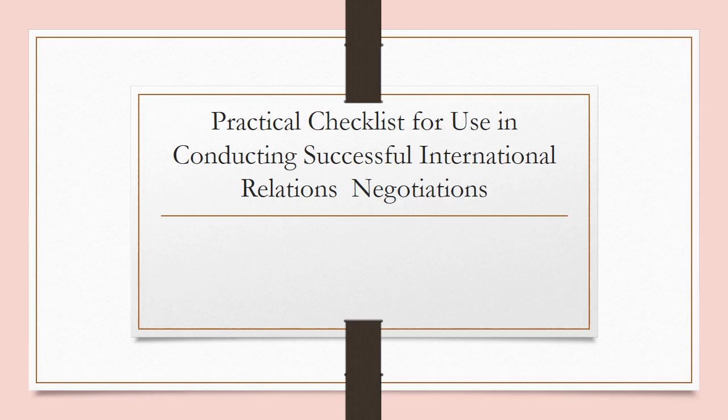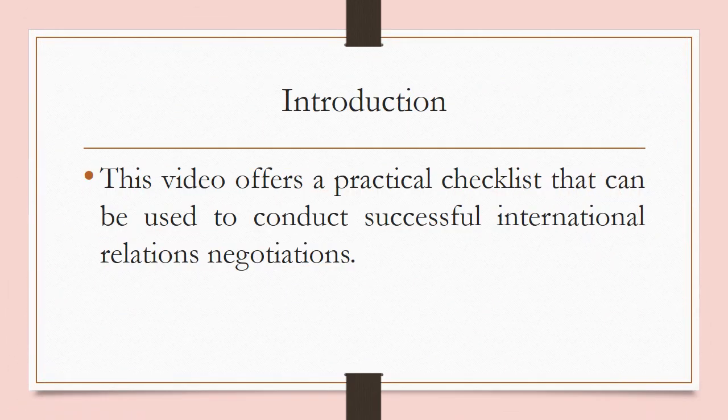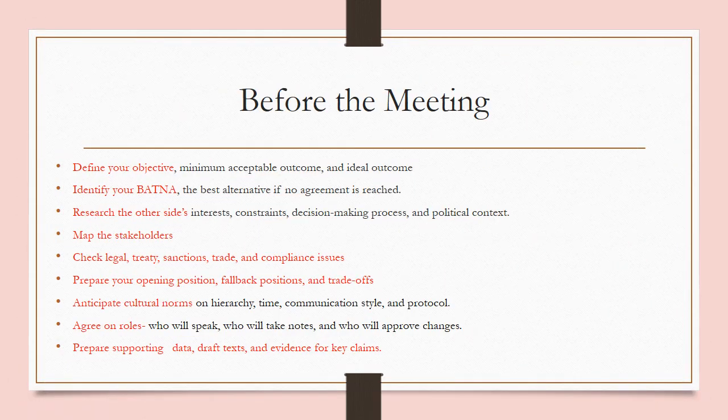This video looks at a practical checklist that can be used in conducting successful international relations negotiations. Before the meeting, define your objective, minimum acceptable outcome, and ideal outcome. Identify your BATNA, that is the best alternative if no agreement is reached.